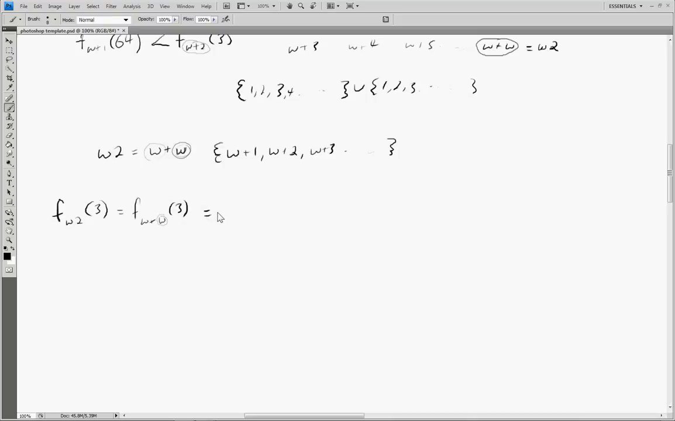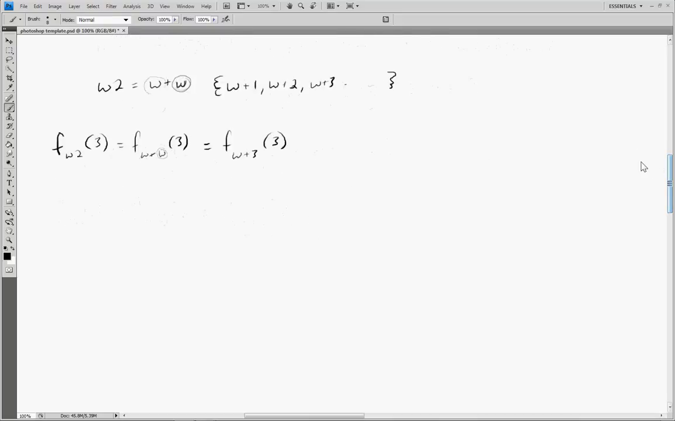So we could just do this, and we end up with f omega plus 3 of 3, which is a successor, which we can break apart into 3 copies of omega plus 2. And we know how to deconstruct that from there, so we won't go any further. So omega times 2. We can also do omega times 3.